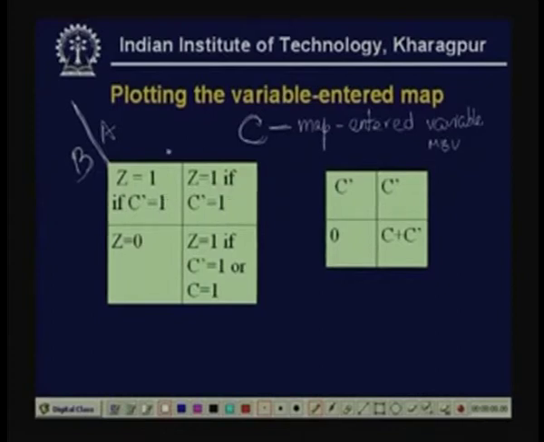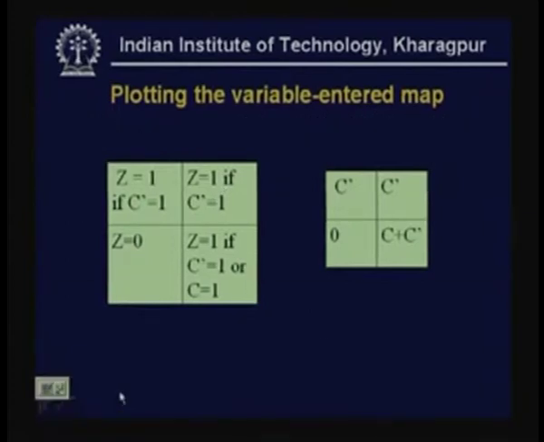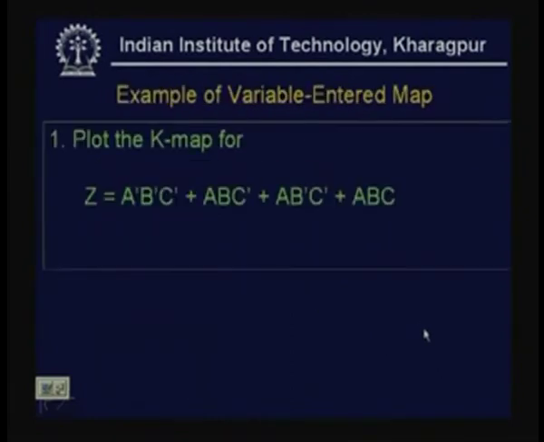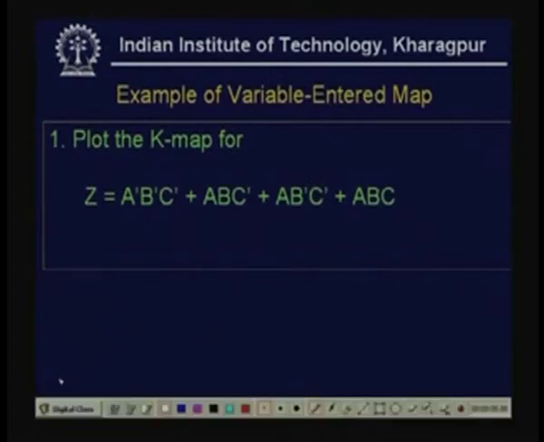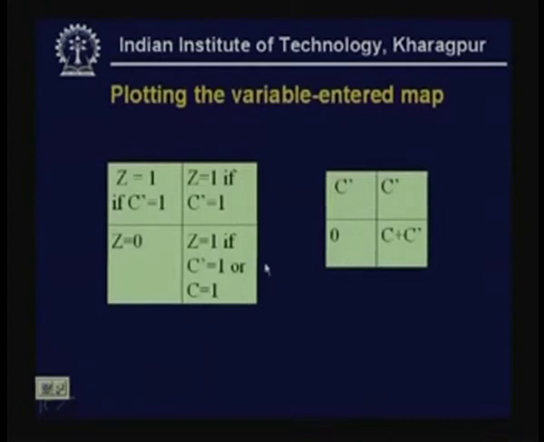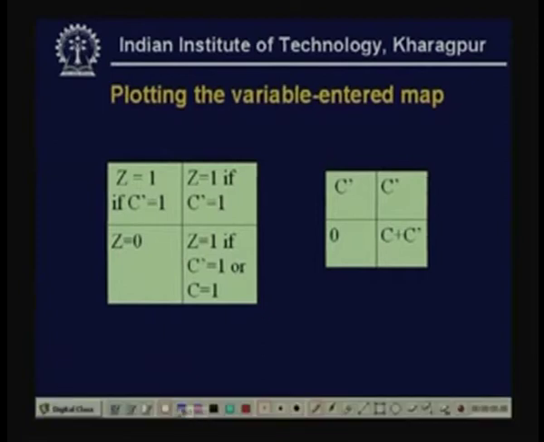Now, this is my A term. So, this is my AB dash. Now, Z equal to 1 if C dash equal to 1, that means some A, B dash, C dash, that min term is there. We check whether it is there or not. See, A, B dash, C dash. So, that min term is there. So, this is Z equal to 1 if A, B dash, C dash, that term is there.